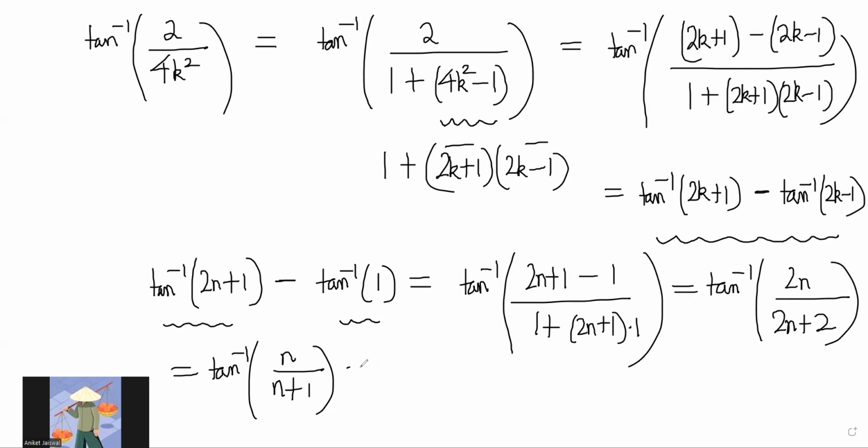So that is equal to cot inverse (n plus 1) by n, which is cot inverse of 1 plus 1 by n. That is the proof.